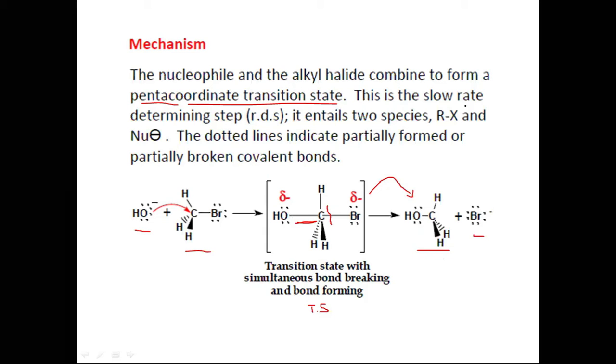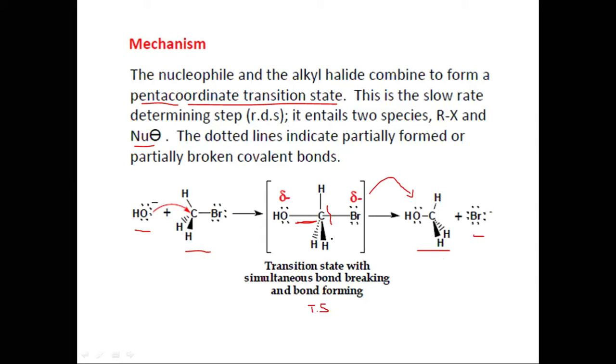This is the rate determining step. In this case, during the reaction of a nucleophile and methyl bromide, you will have a transition state, and the formation of the transition state is the rate determining step, and that is the slow step. It involves two species, RX and Nu minus. If you see the transition state, it has both species, RX as well as the nucleophile.